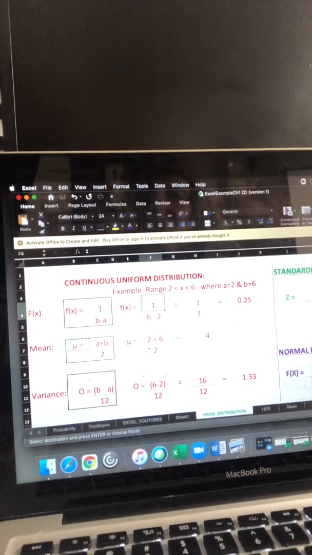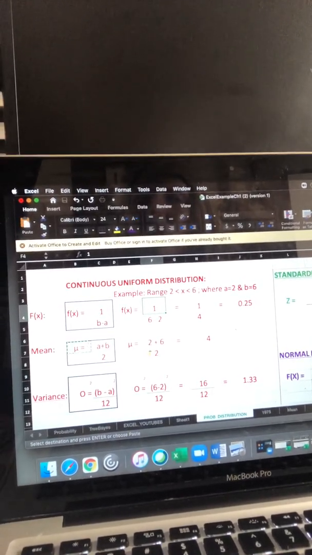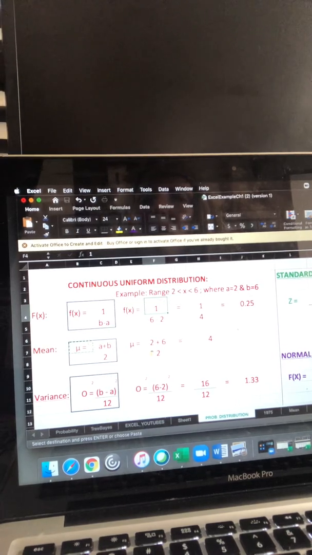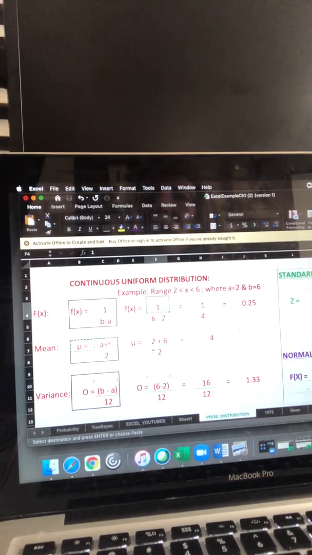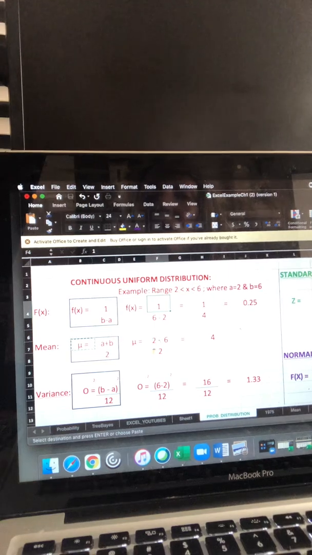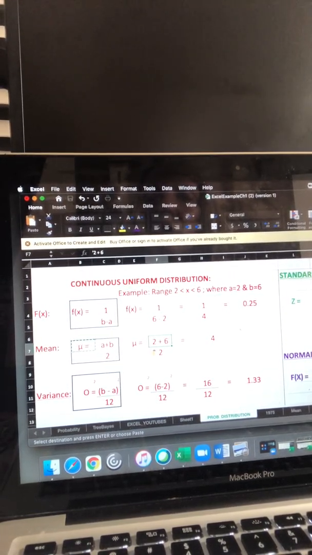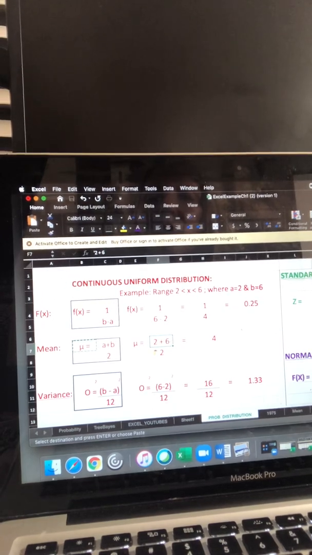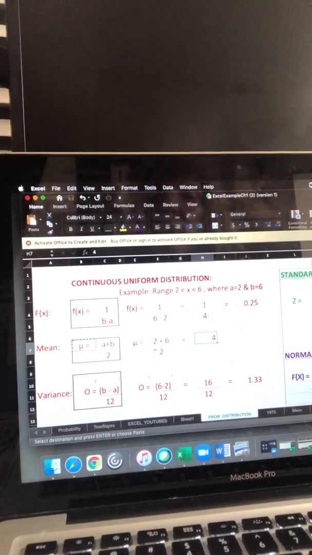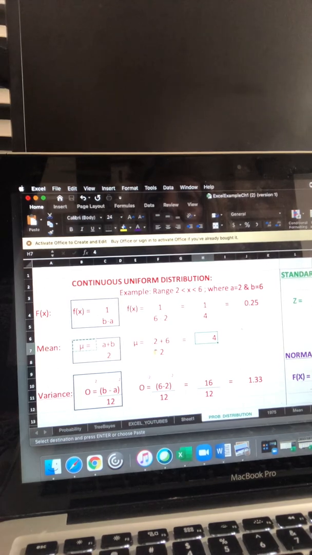or 0.25. Now for the mean, we are going to use that same value, mu, and that's going to be equal to (a + b) divided by 2. So in the case where our range is between 2 and 6, all we do is add 2 plus 6 together, divided by 2, and we come up with 4. That's going to be our mean for that range.